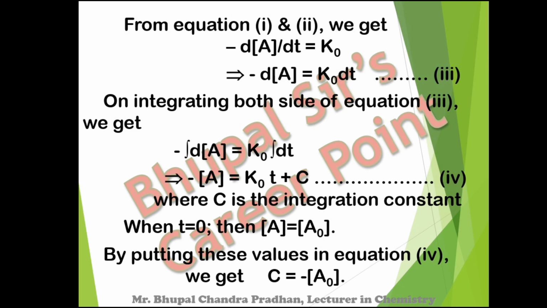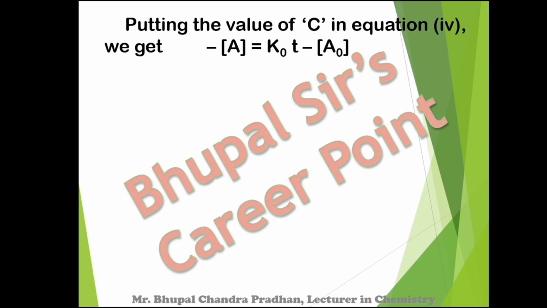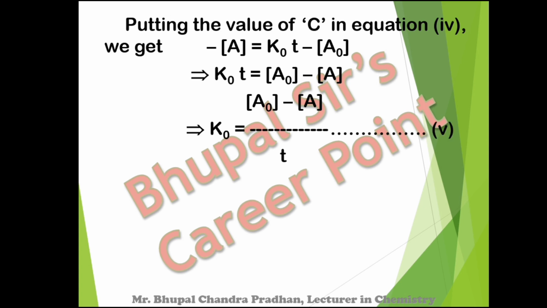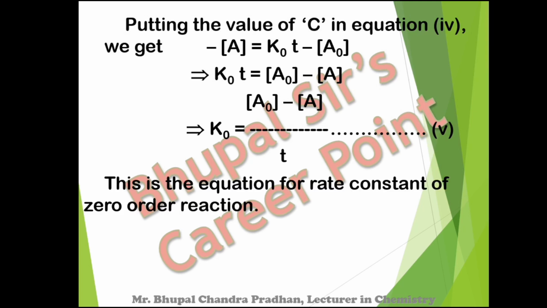Putting the value of C in equation 4 we get minus A is equal to K0 t minus A0, which implies K0 t is equal to A0 minus A, which implies K0 is equal to A0 minus A by t. This is the equation for rate constant of zero order reaction. Unit of K0: K0 is equal to A0 minus A by t, so concentration unit by time means moles per liter per second. Unit of K0 will be moles per liter per second.